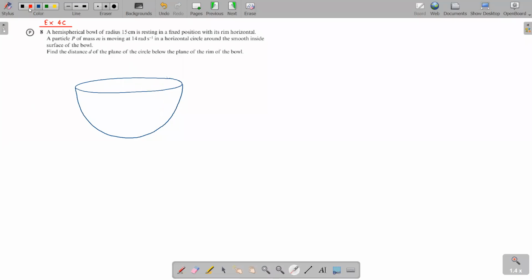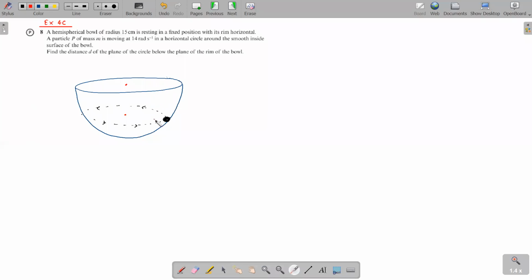So you have a hemisphere, and then you have an object of mass m which moves in a circular path, and then this is the center of the circle. When they say find the distance d of the plane of the circle, this is the plane of the circle. Distance d of the plane of the circle below the plane of the rim of the ball.